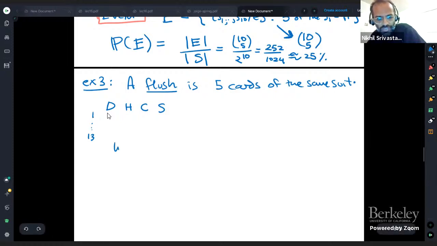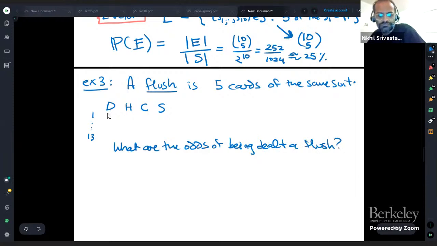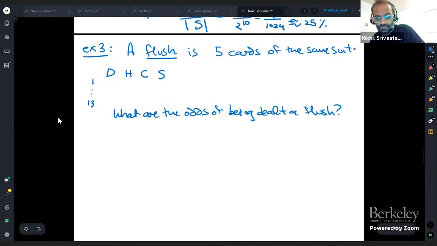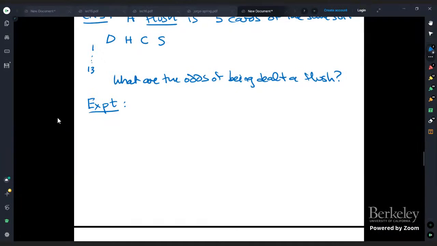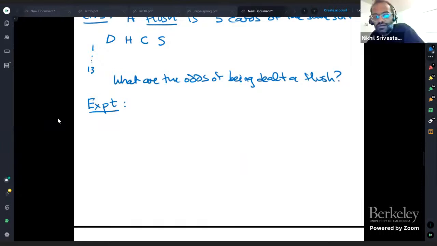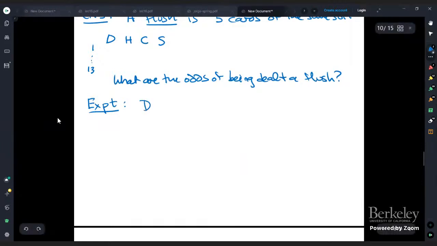Okay, so what are the odds of being dealt a flush in poker? This is a very practical question that comes up if you play poker. So again, what's the experiment here? Just drawing 5 cards. Are they ordered or unordered? They are unordered.